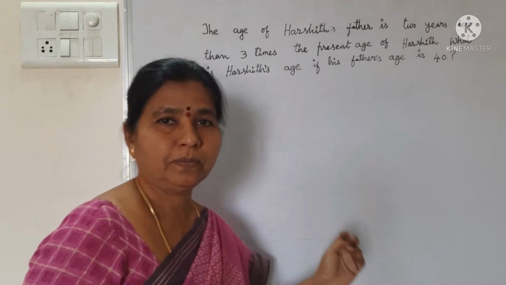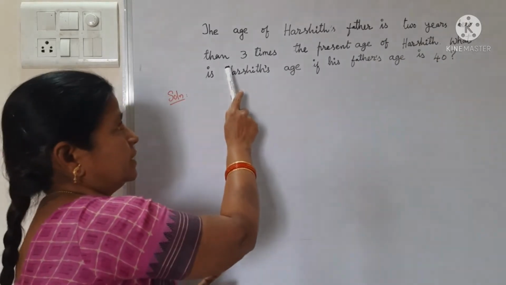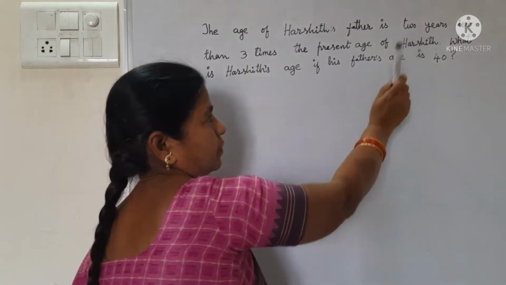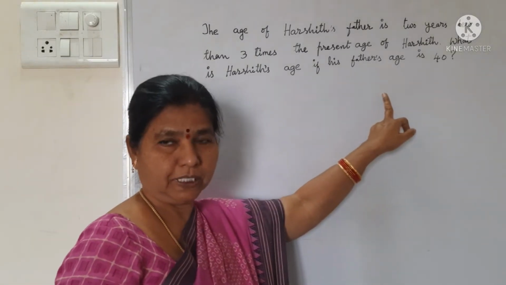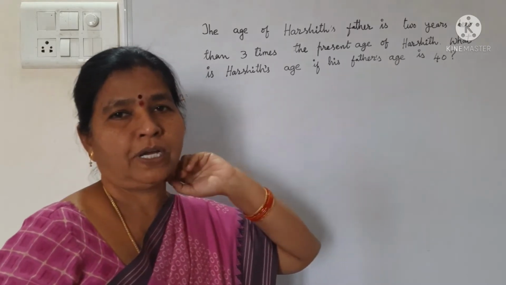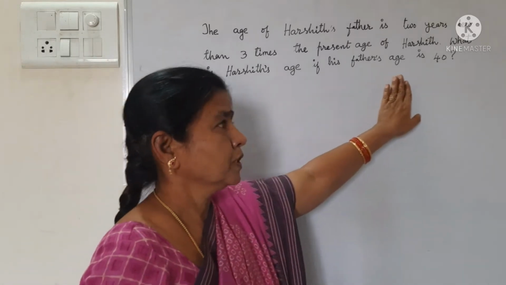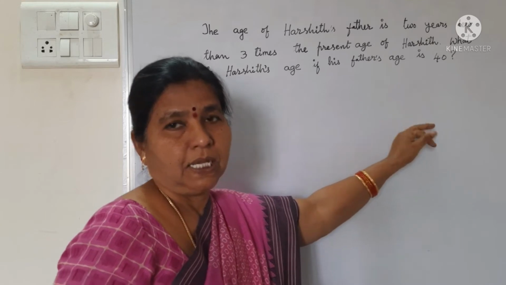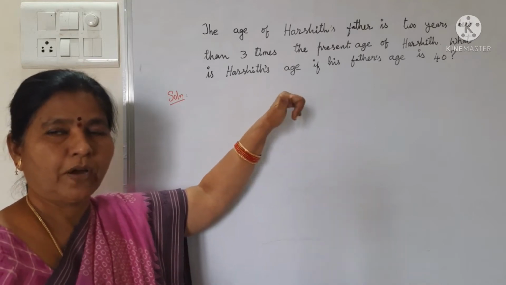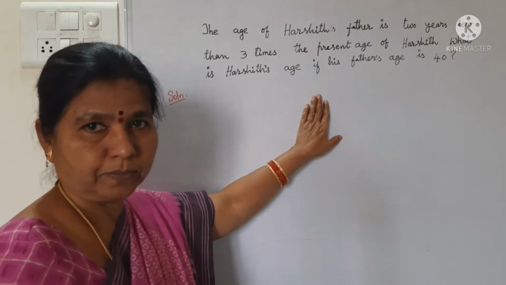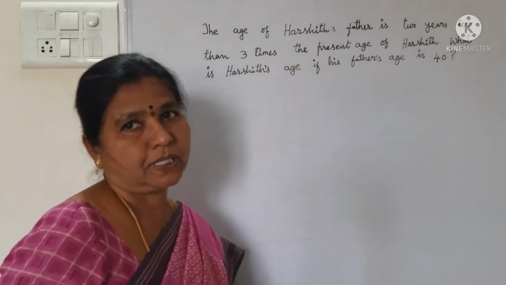Let us solve another problem of the same type. The age of Harshit's father is 2 years less than 3 times the present age of Harshit. What is Harshit's age if his father's age is 40? What do we have to find? We have to find Harshit's age if his father's age is 40. First we have to divide the problem into 2. What we have to find out in the problem. After that, we have to see what is given for that.